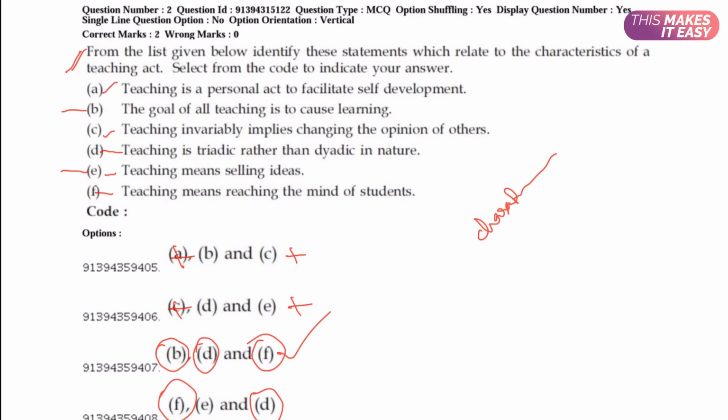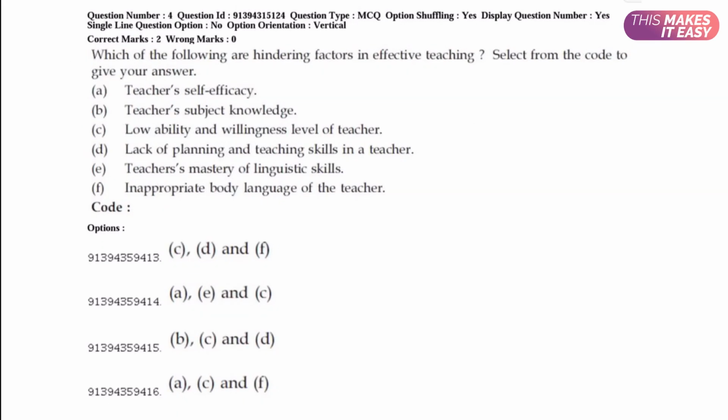Now let's check another question. This has also been taken from the latest first paper. The question says: which of the following are hindering factors in effective teaching? Select from the code given below. This is also about the effectiveness of teaching. So let's analyze each statement one by one. First of all, teacher's self-efficacy. It is not at all a hindering factor. So wherever there is A, we will knock out that option. Now it is very easy to answer the question because we are left with two options. C is common, so we will not discuss this C because it is correct for sure.